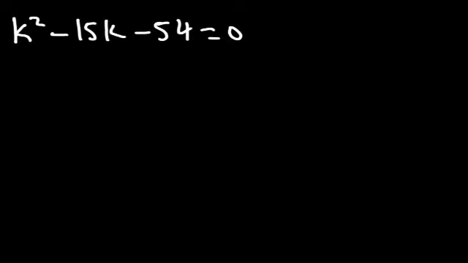And here it is, guys. So try to provide the solution to this problem by just pausing the video and figuring it out. So let's begin. k squared minus 15k minus 54 equals 0.